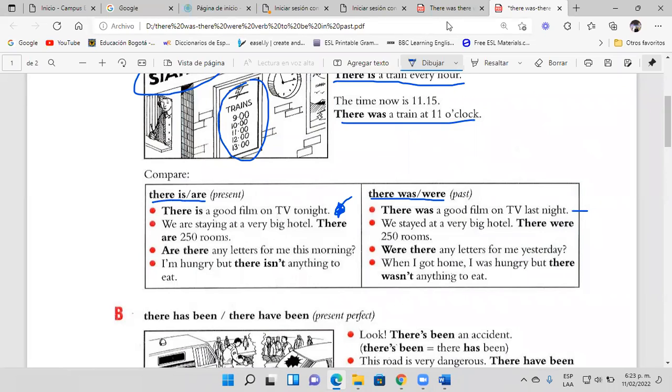Let's ask another person, for example, Lady Zúñiga. Lady, can you read the next one, please? This one. No, Lady Zúñiga, are you there? Ah, yeah. Sí, profe. Okay, I can listen to you. Continue. We are staying at a very big hotel. There are 250 rooms. They have 250 rooms. Okay, continue with the next one in past.